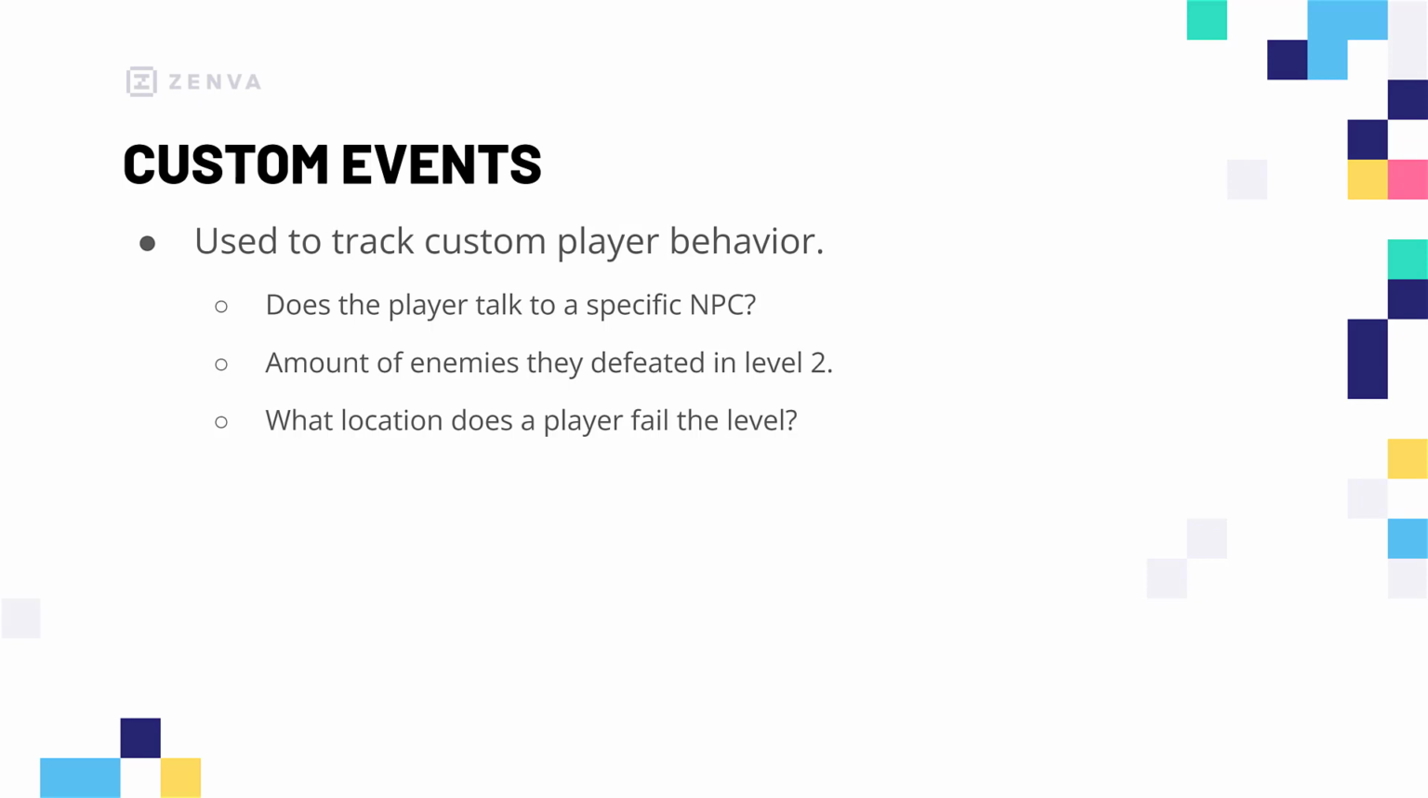You can also keep track of numbers as well, such as the amount of enemies that are defeated in level 2, or what location does a player fail the level. You might want to see, okay, we have this level, but we're not too sure where the players are failing the most, so you can keep track of their position, and then you can actually view that inside of the Unity editor to see, okay, this is where players are failing the level, this is where we need to put more time and work into. So when it comes to custom events, they are very customizable, and you can pretty much implement whatever sort of analytics you want to track via those.